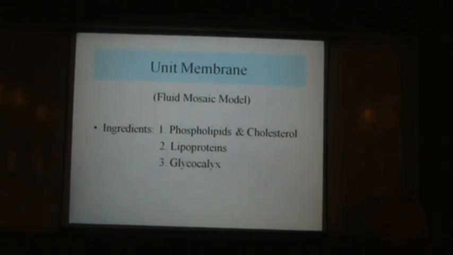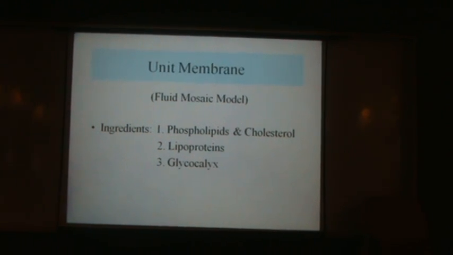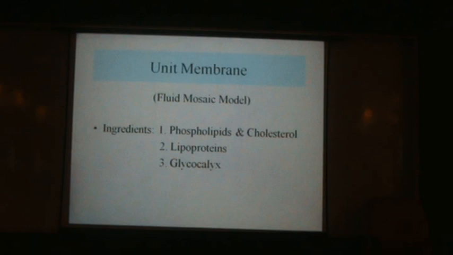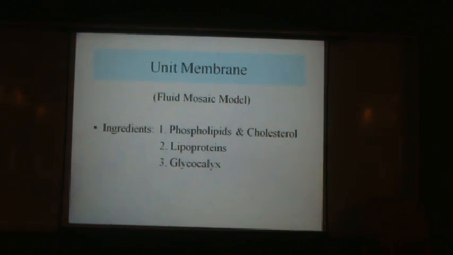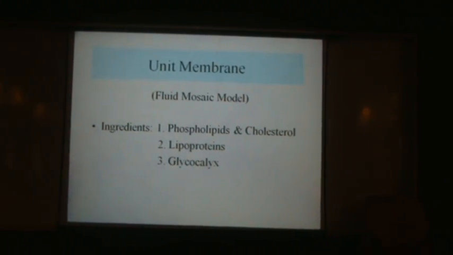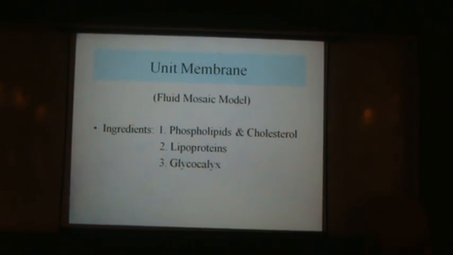But now we have gone ahead with different research, and now it is proved beyond doubt that the cell membrane is fluid in nature. All the time it is flowing, and in that fluid, membrane proteins are floating. So that concept or structure of the cell membrane is called the fluid mosaic model. It appears surprising, but that is a fact, that the membrane is fluid in nature, flowing all the time, and in that proteins are floating. So in that fluid mosaic model of the cell membrane, we have three ingredients.